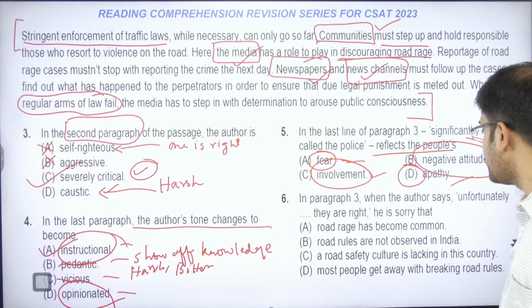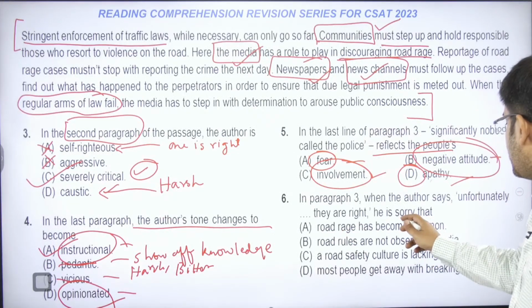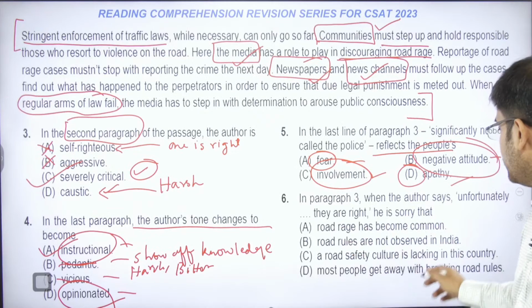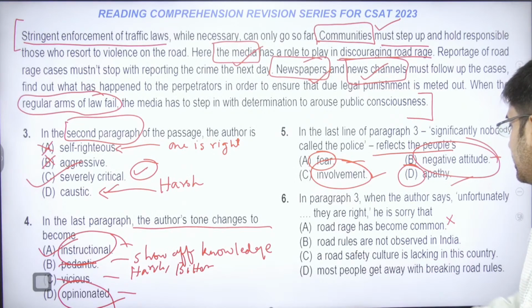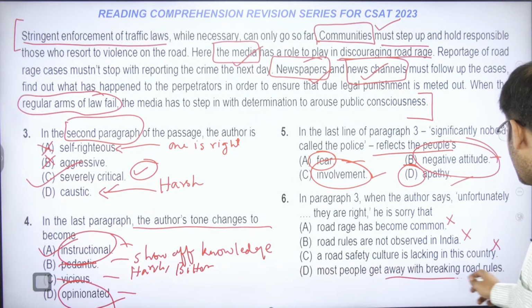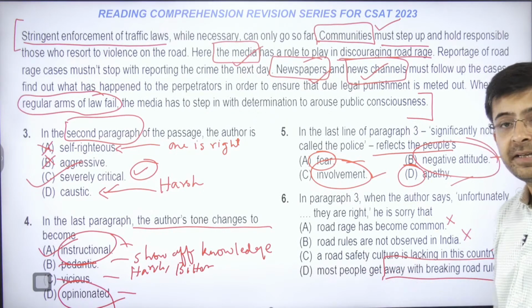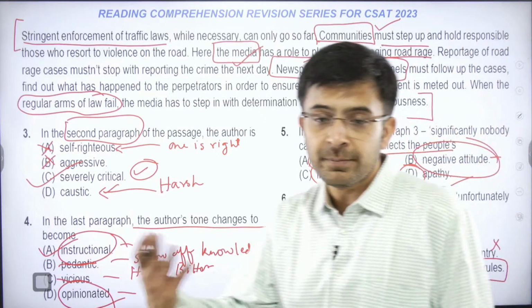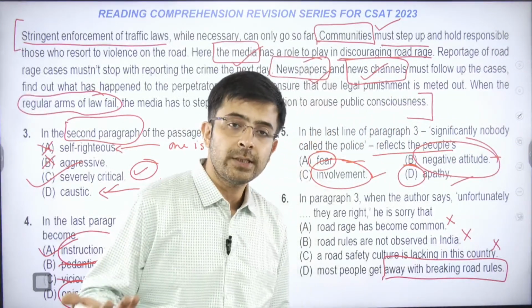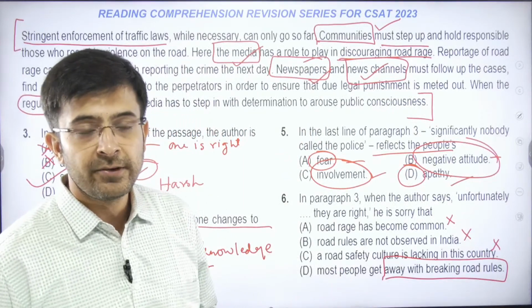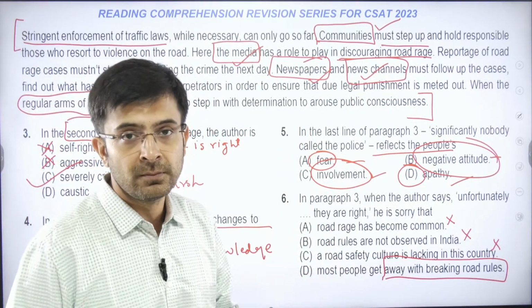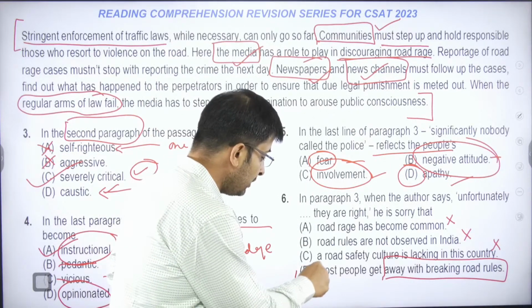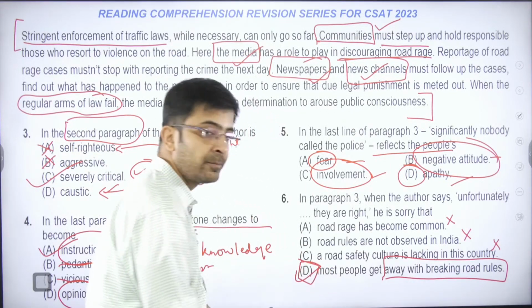Let's look at the options. He is sorry that road rage has become common. That's not what the author is saying. Road rules are not observed in India. No. A road safety culture is lacking in this country. No. Most people get away with breaking the road rules. Correct. Acting with impunity. Get away with means that you have no fear of consequence. The consequence is not there. Traffic rule toda, no problems. Done. Okay? So for 6, this would be the most apt answer.